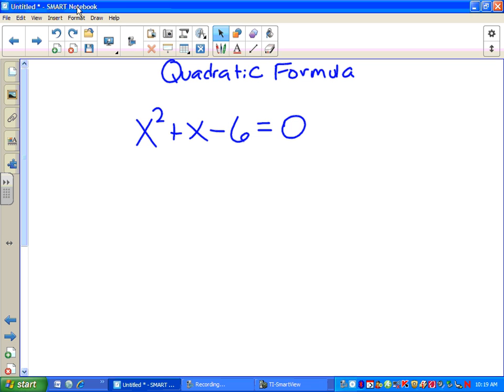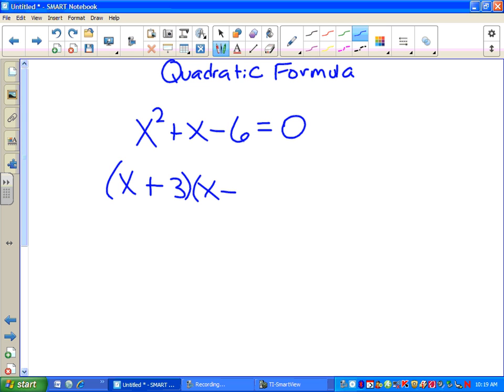This lesson's over the quadratic formula. We did quite a bit of it in class today, so let's look how this works. Do you remember this question from class? We factored it, hopefully you have it in your notes, to x plus 3, x minus 2, and so x equals negative 3 and x equals 2.